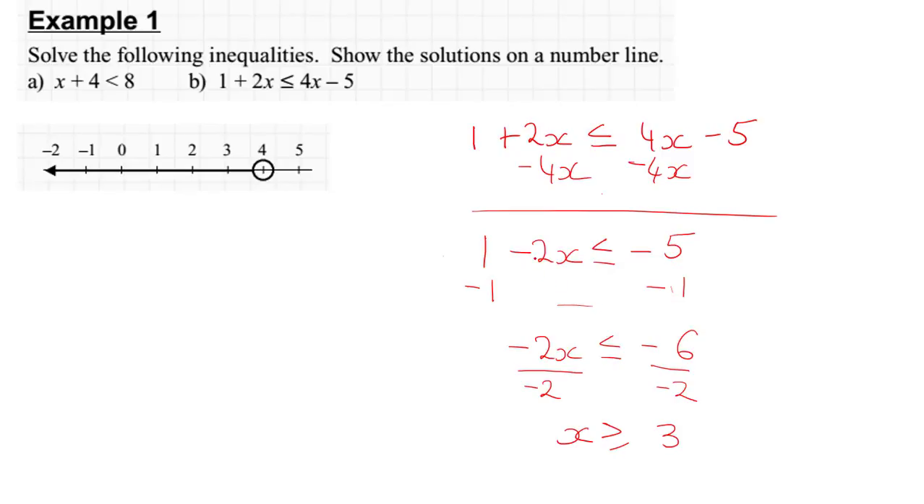Then you divide both sides by this negative 2 there. That's what they're doing here. So then you got x is bigger than or equal to 3. When you're dividing or multiplying by a negative number, in inequalities the sign must change. And I'll explain that to you in a minute.